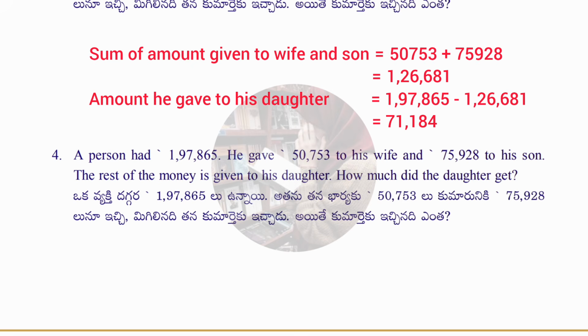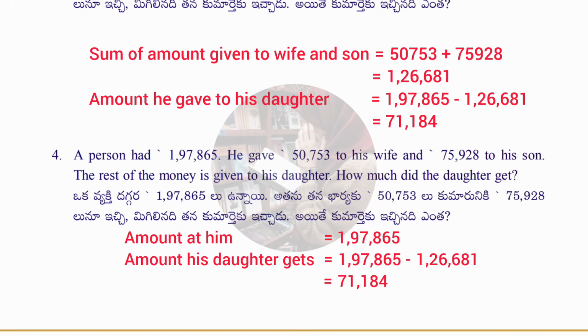Let's see the answer. Amount at him means amount at person 1,97,865. Okay, so amount his daughter get is equal to 1,97,865 minus 1,26,681. Your answer will be 71,184. Okay, so this is the amount his daughter get.